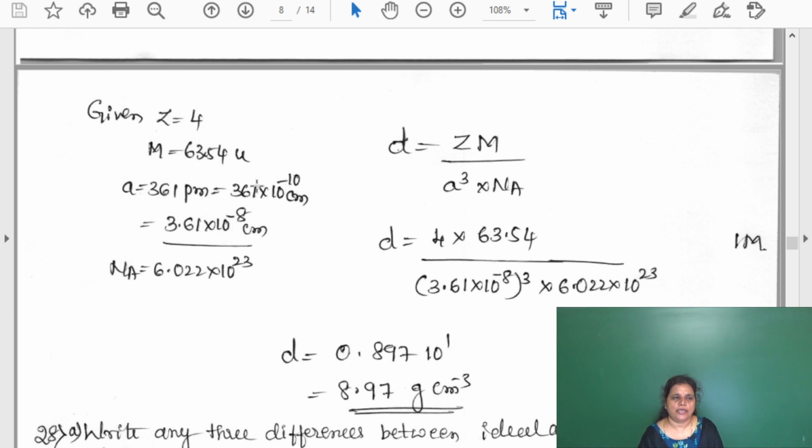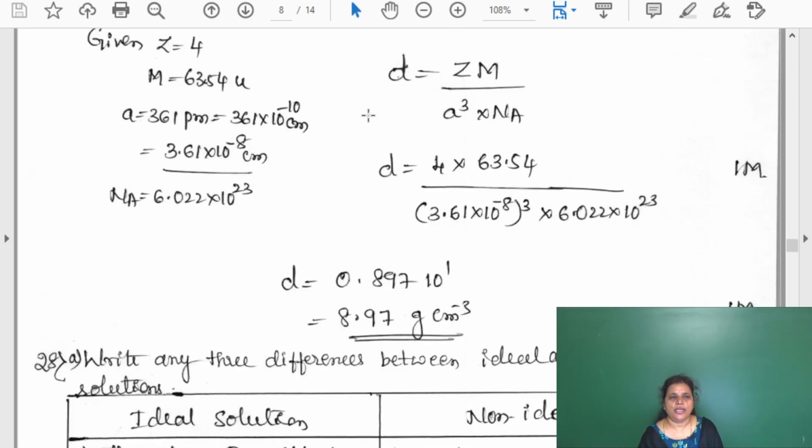The decimal point is moved from here like this, so 1 and 2. Here 10 to the power of plus 2 comes. 10 to the power of minus 10 into 10 to the power of plus 2 means 10 to the power of minus 8 centimeter. So 3.61 into 10 power minus 8 centimeter. The Avogadro number is also given.